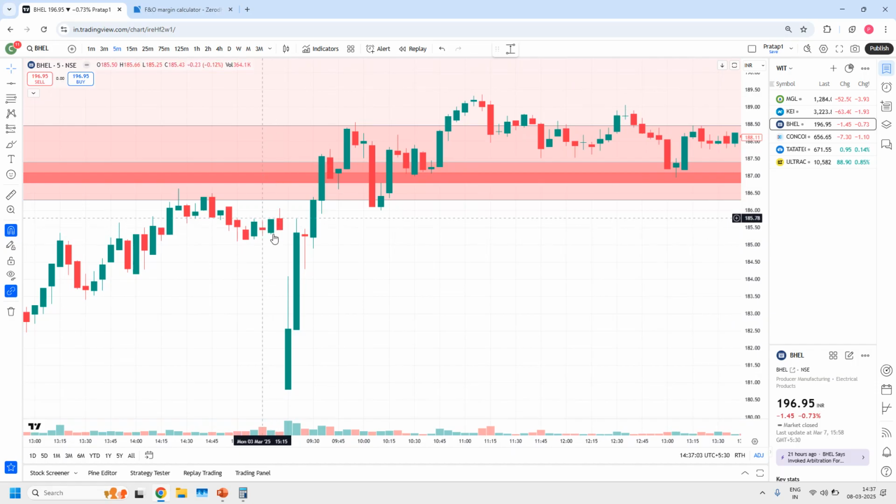This is only the supply zone you have here. Rally base drop. Probably here you would have exited. If you exited here, you might have collected the taxes, whatever money you paid for the taxes or maybe your brokerage charges, that money you might have captured.